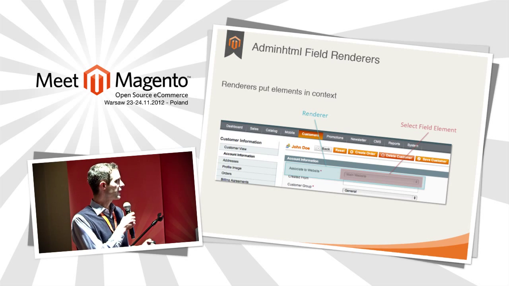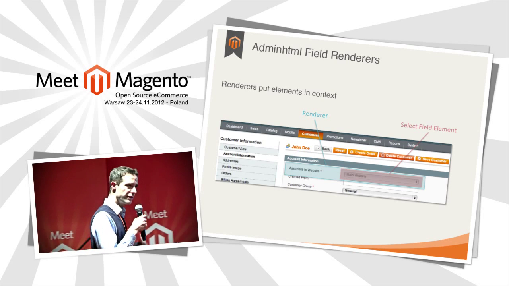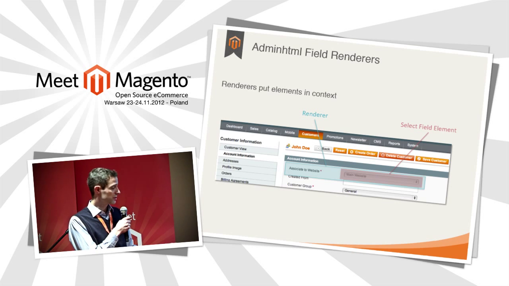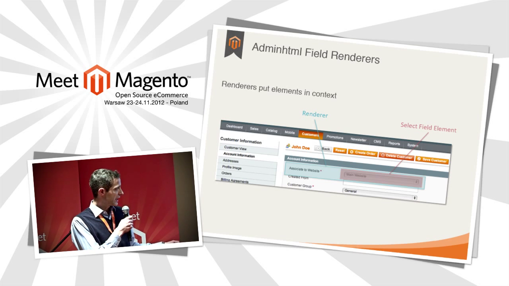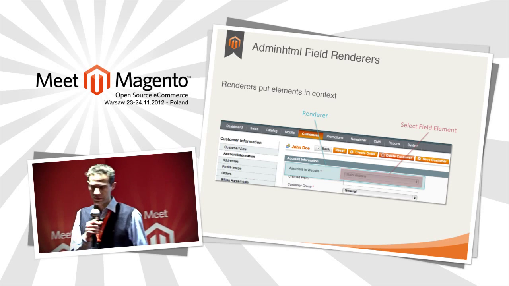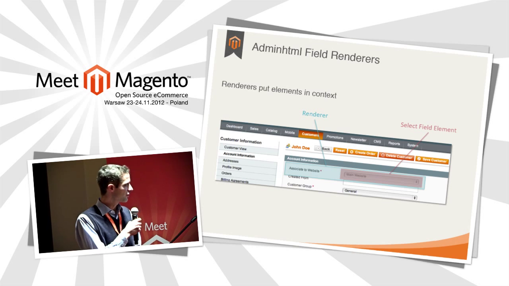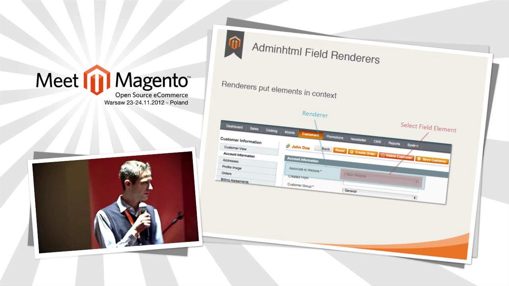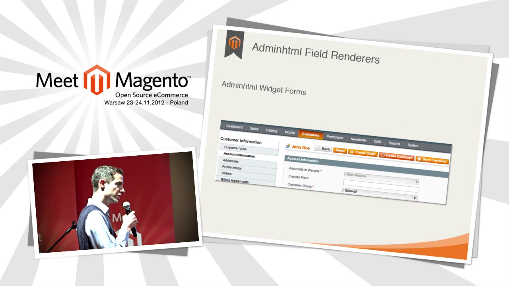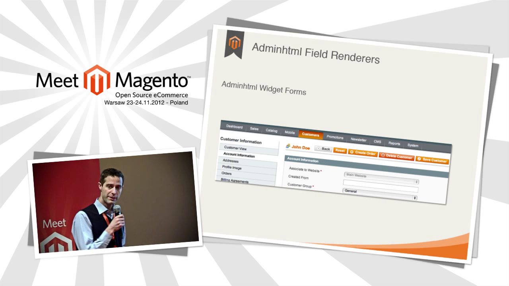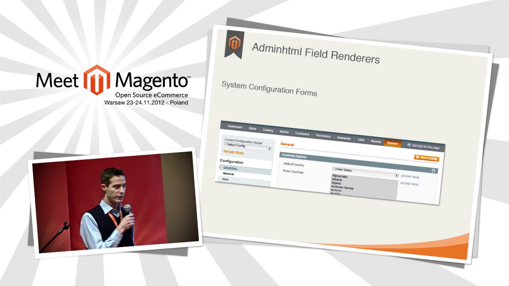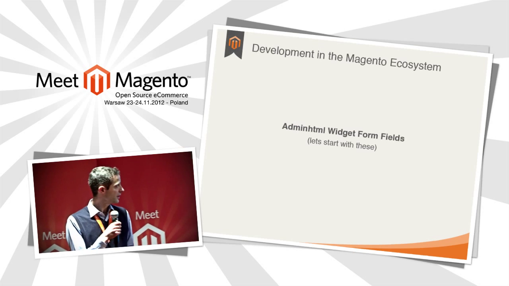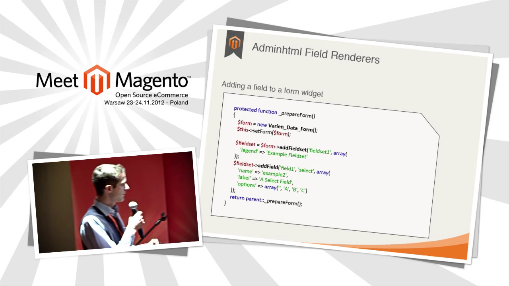So renderers put elements into context. Normally if I have a backend form and add an element like a width select or a text field or whatever, that's what I get. But that's not the only thing that's being rendered, because you have the whole table structure in there, and the renderer just applies the context around the actual field HTML. So that's what they're there for. And they're used for the widget forms of the admin HTML and also for the system configuration that's generated through the system XML. Okay, let's start with the widget forms first.